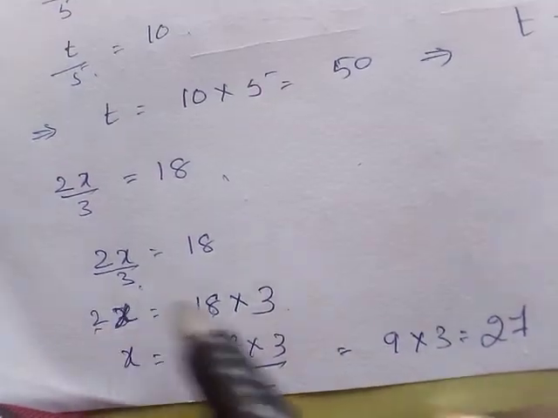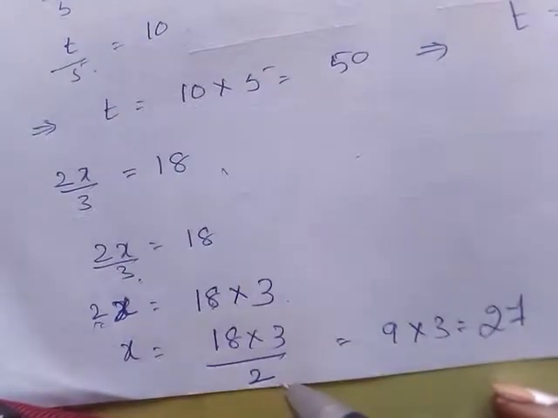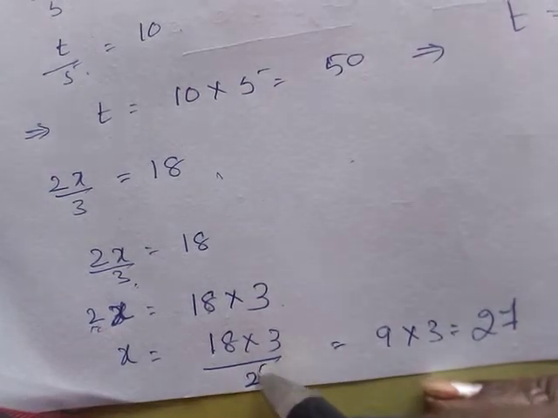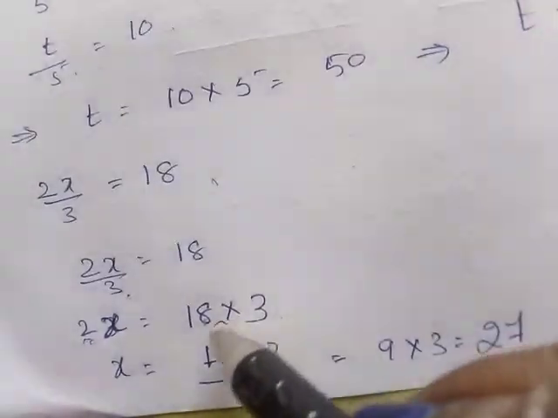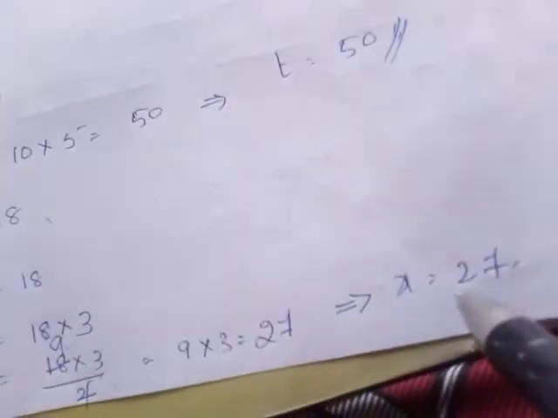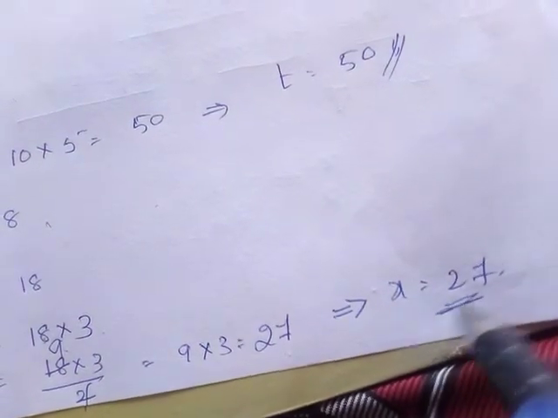So I am sending this also to this side. When it is multiplying and comes to this side, it divides. So it becomes 18 into 3 by 2. That is equal to 2 9s are 18. 9 3s are 27. That implies x is equal to 27 is our solution.